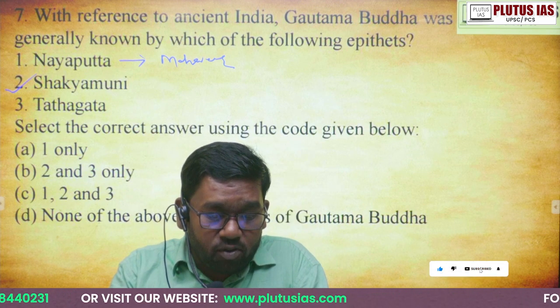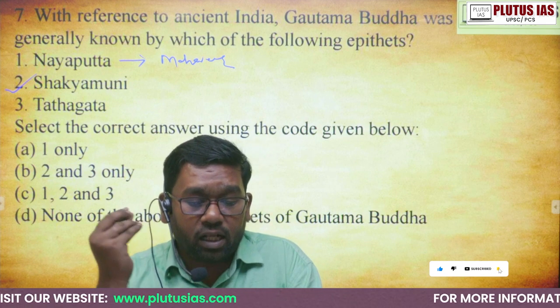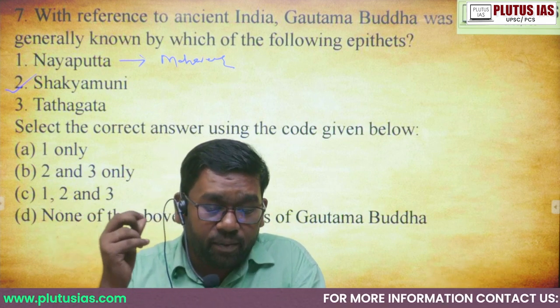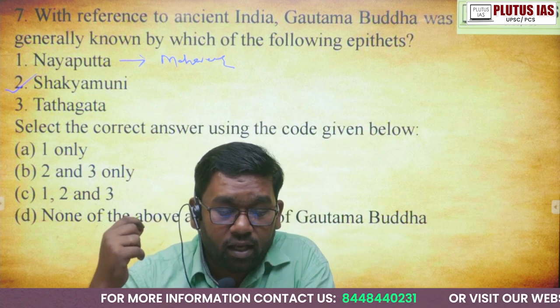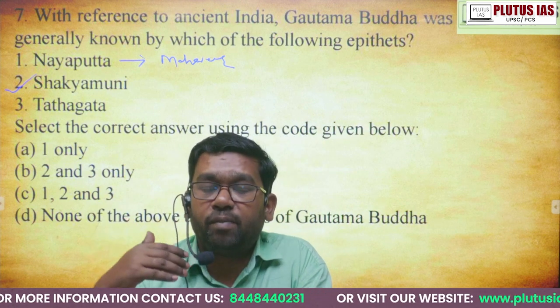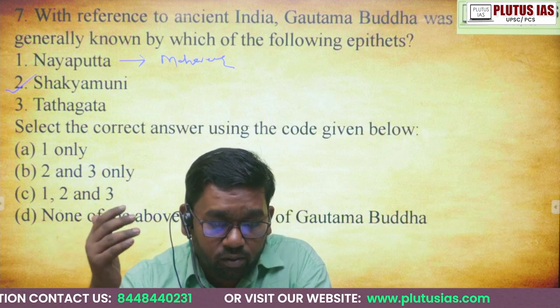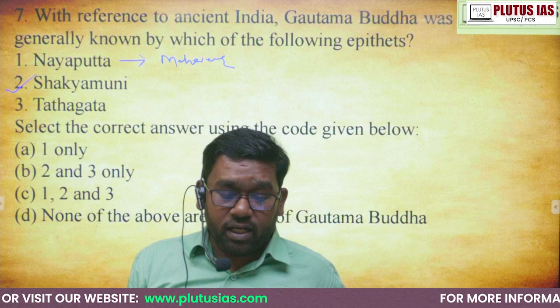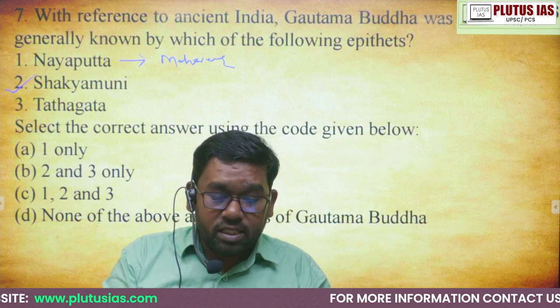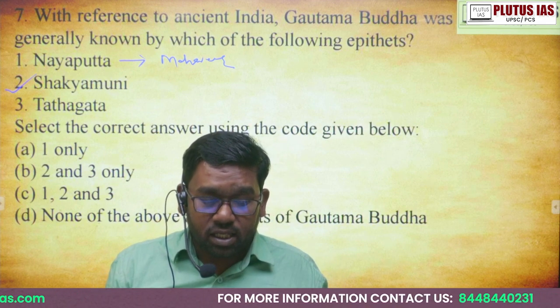When we discuss this word called Tathagata, है ना, it is a very common epithet of Gautam Buddha. तथागत मतलब होता है thus gone और thus come, मतलब आओ जाओ, thus come and thus go. And it is a term used by Buddha to refer to himself, often indicating one who has transcended worldly existence and achieved enlightenment.